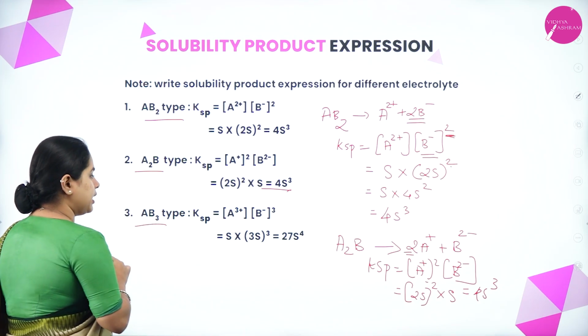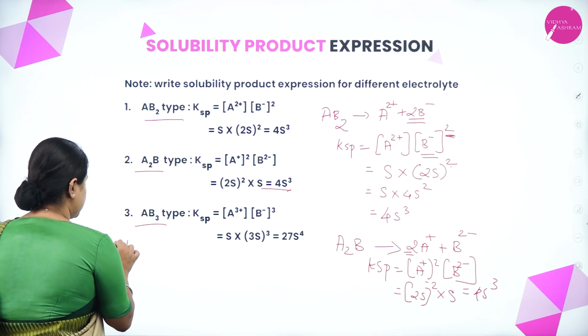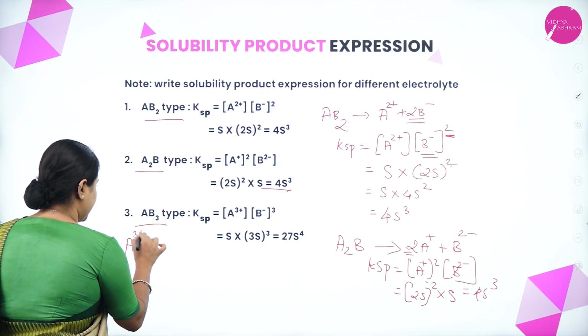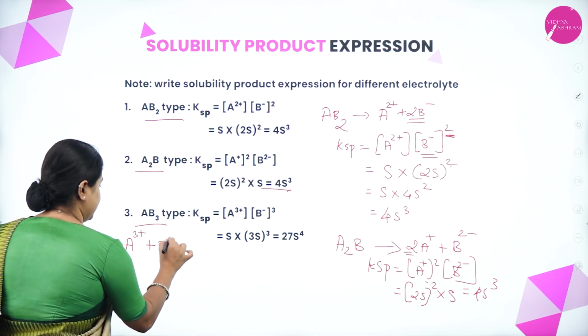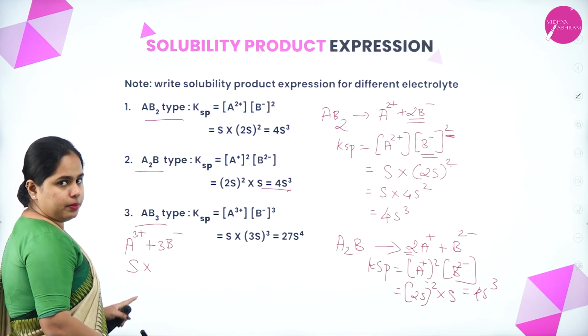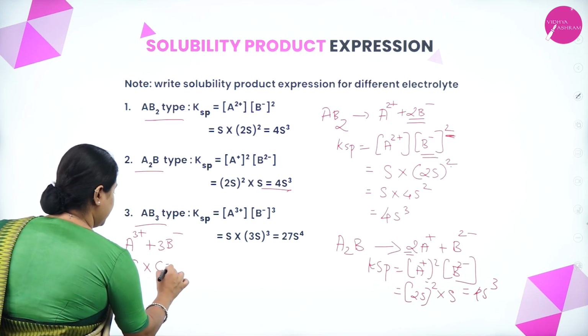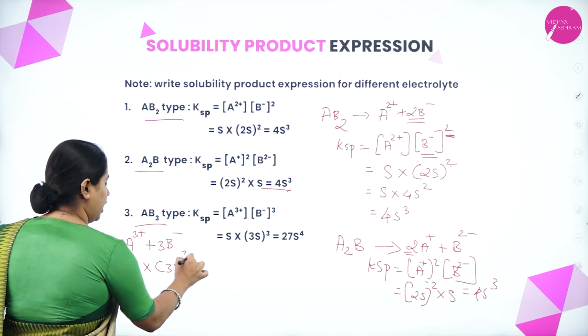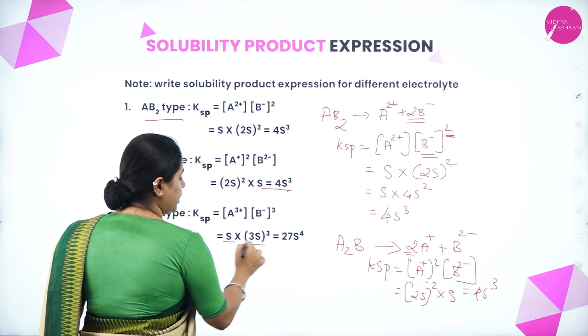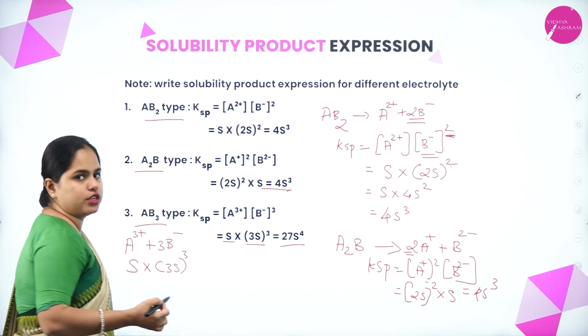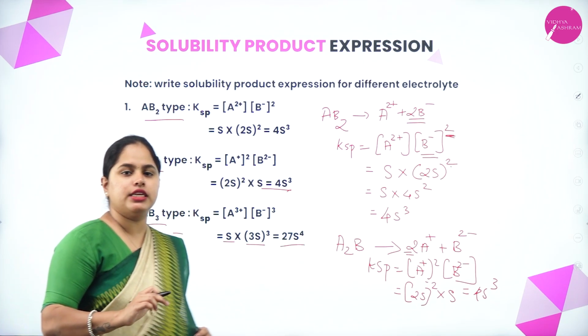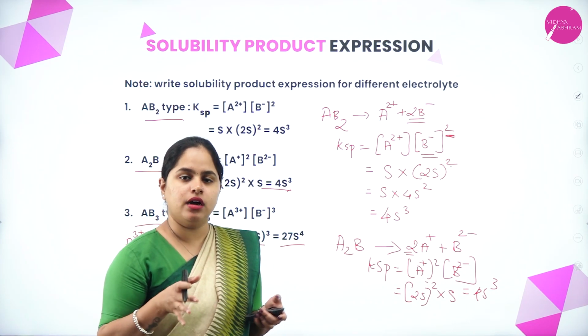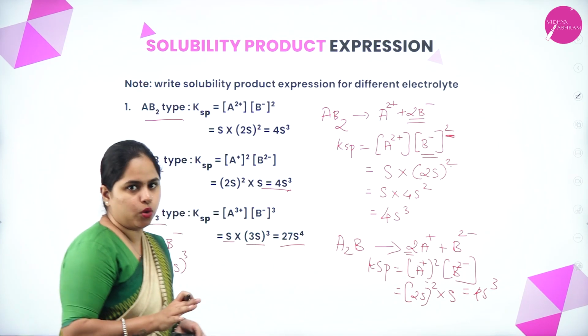Now the next one, AB3 type. AB3 type dissociates into A3+ and 3B-. So here the solubility will be S itself. Here the solubility will be 3S and in the power you will have a 3 as well, right? So S into 3S cube, that will be 27S raised to 4. Okay. So this is a relationship which relates the solubility product and solubility. I hope it is clear.